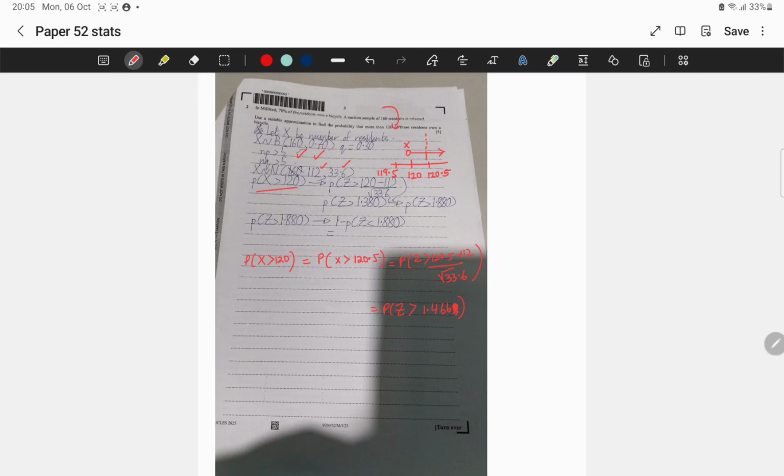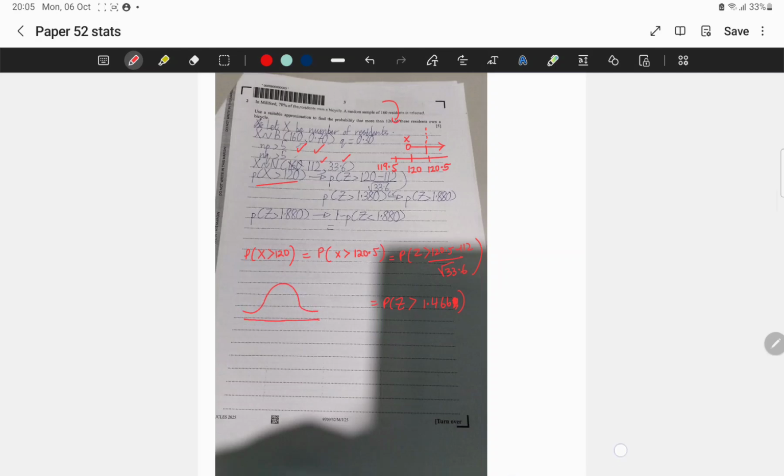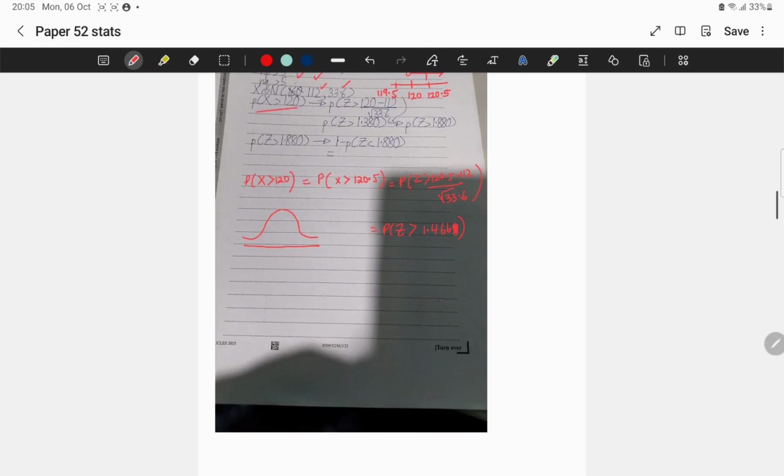Then here, what is probability Z is greater than 1.466? If you're going to look at your normal approximation graph, this here represents 0.5. So greater than 1, sorry, greater than 1.466, 1.466 would be this probability here. But from your table, you can only get values that are this side. Then what you're going to do is take 1 minus probability Z less than this, which will give you 1 minus Φ of 1.466.